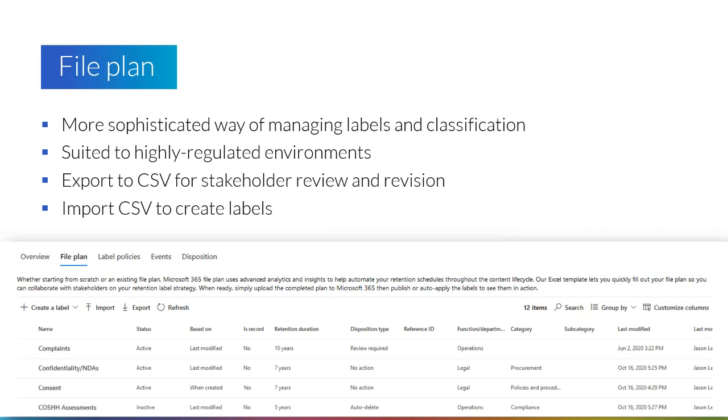You build it all in a CSV file, you import it into Microsoft 365, it will create these labels for you automatically. You've got the ability then to export it when you need to review, when you need to revise, and repeat that cycle as often as you want to.